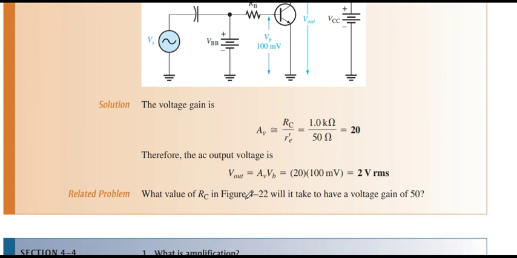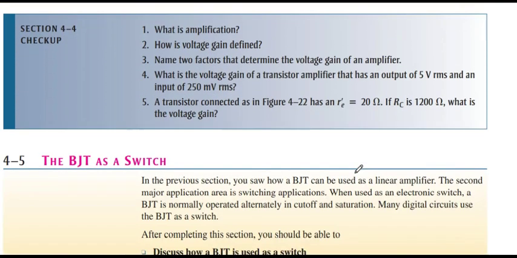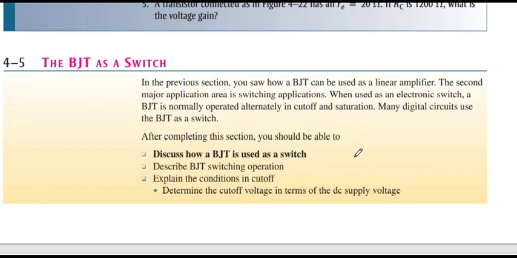There he gives another problem. If the voltage gain is about 50, then what is the value of RC? You can calculate it by yourself. As the voltage gain is 50 here and RE is 50 ohm, then we can find the RC. Okay, I give you the hint.